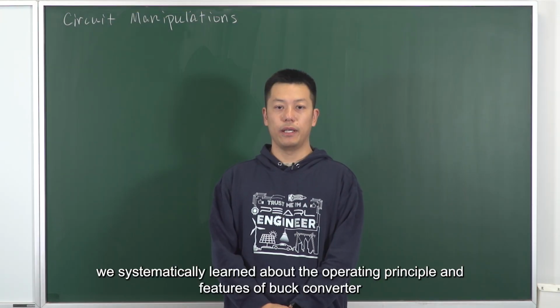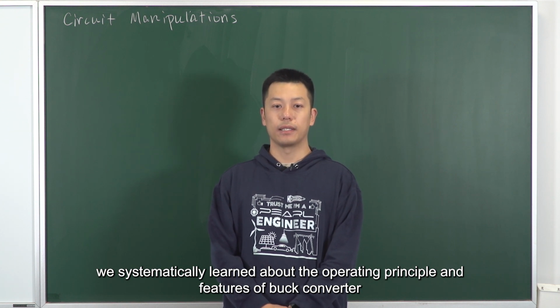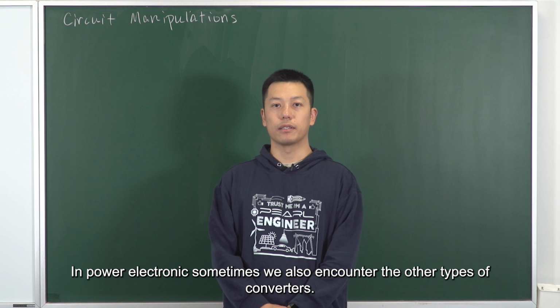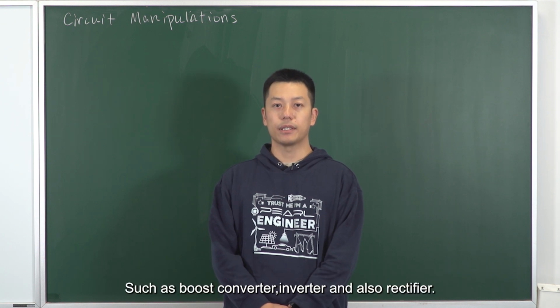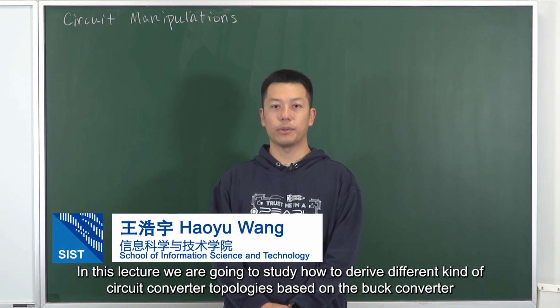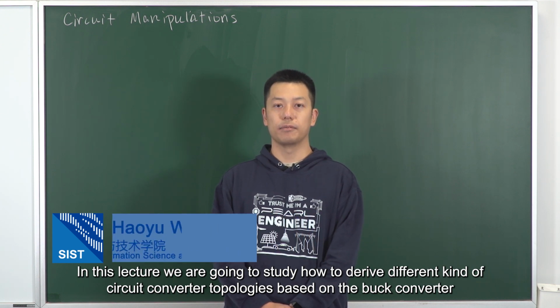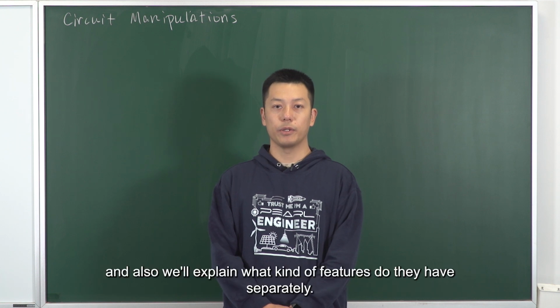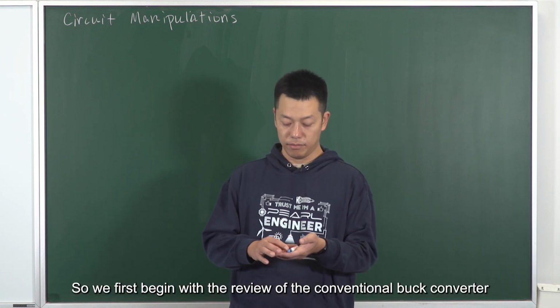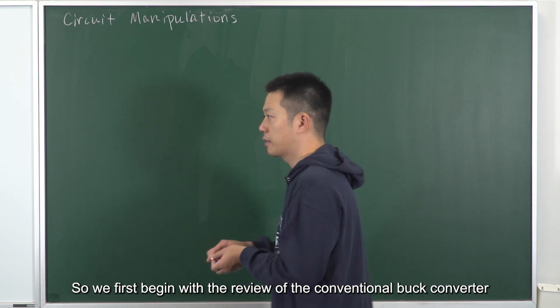In the previous lecture, we systematically learned about the operating principle and the features of the buck converter. In power electronics, sometimes we also encounter other types of converters, such as the boost converter, inverter, and also rectifier. In this lecture, we are going to study how to derive different kinds of converter topologies based on the buck converter. And we'll also explain what kind of features they have separately. So we first begin with the review of the conventional buck converter.